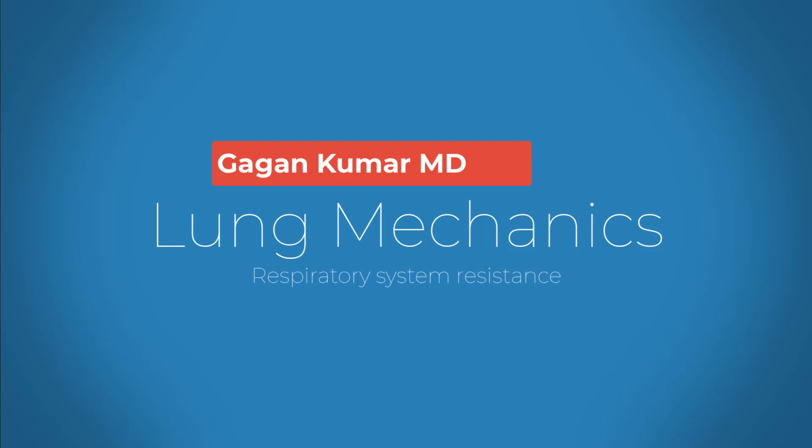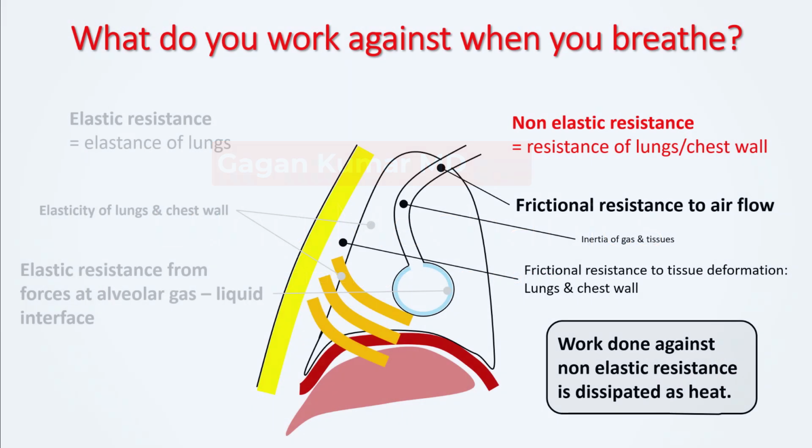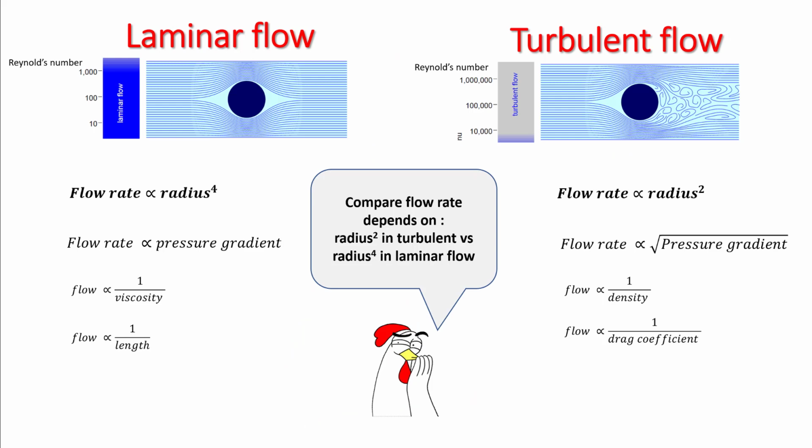So let's get started. In the previous lecture, we understood that non-elastic resistance comprises frictional resistance to airflow, frictional resistance to tissue deformation, and inertia of gas and tissues. The work done against non-elastic resistance is dissipated as heat. There are two types of flows, laminar and turbulent.